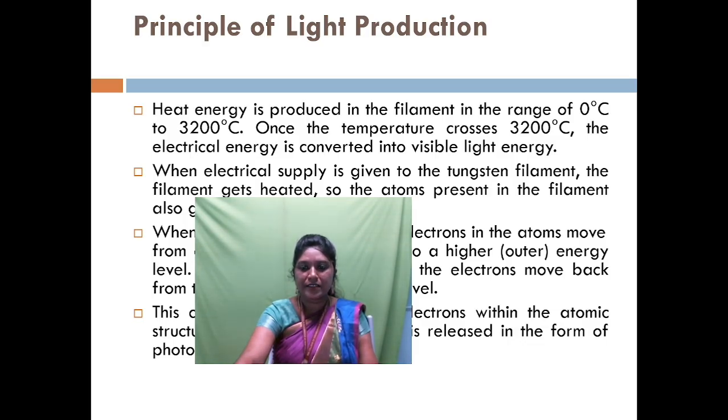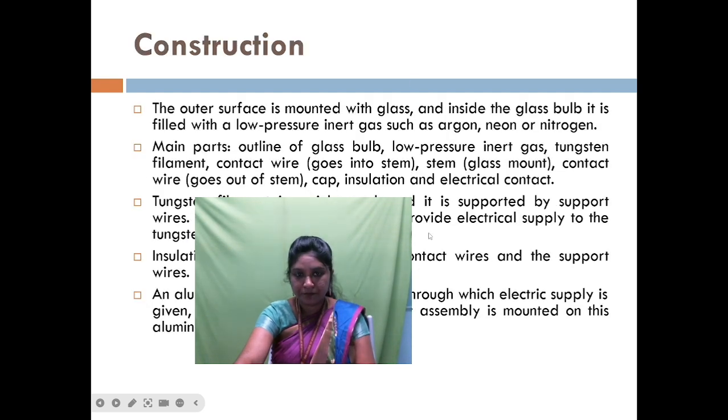Similarly, when the heat is reduced, the electrons move back from the outer level to the lower level. So there is a movement of electrons. This change in the position of electrons within the atomic structure produces energy. That energy is released in the form of photons. This is called visible light. This is the principle of light production.